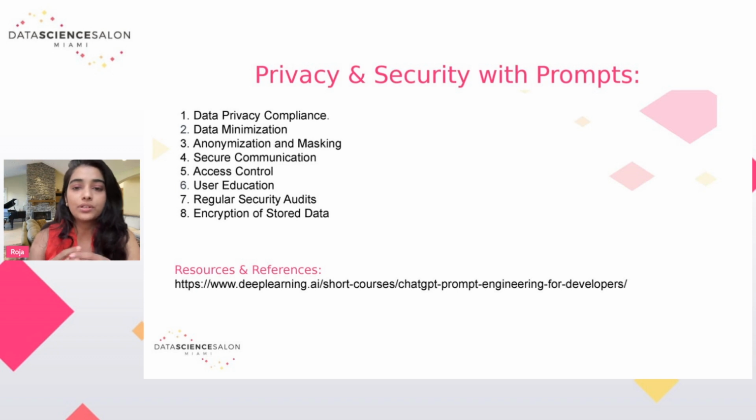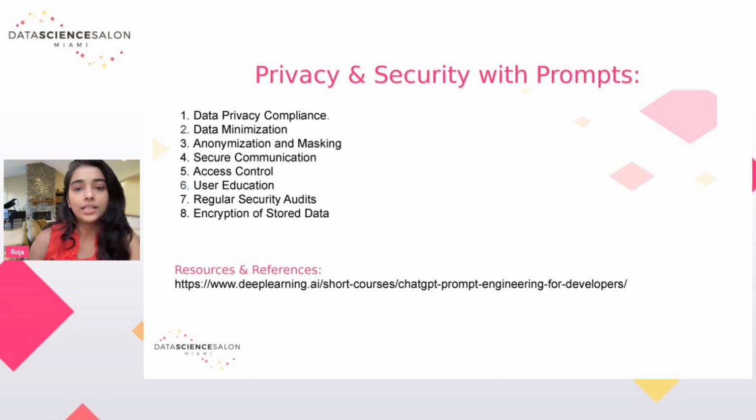And also make sure that you have secure communication. Ensure that the communication between your application and the AI model is secure. So use encryption to protect the data in transit. And have access control. Let us say implement strict access control to limit who can access or use the AI system. Only authorized people should have access to the sensitive prompts or the AI model itself.